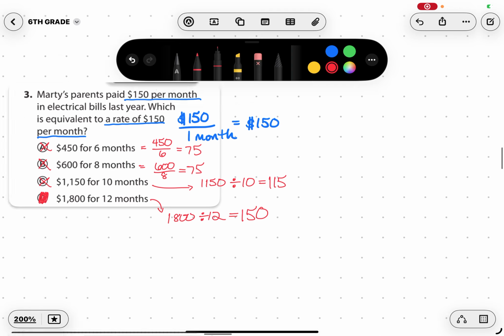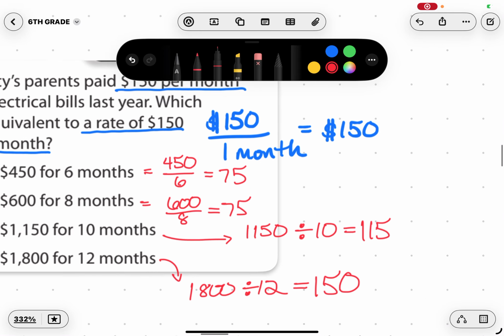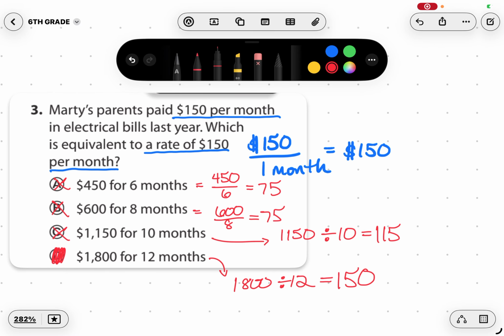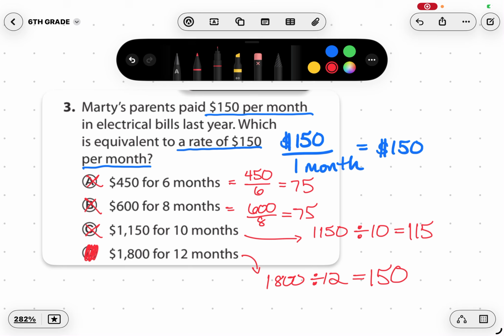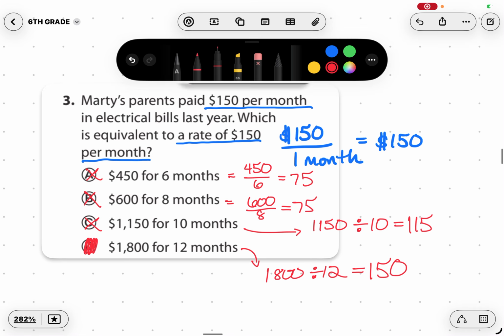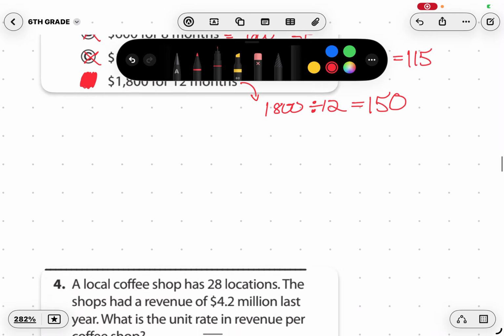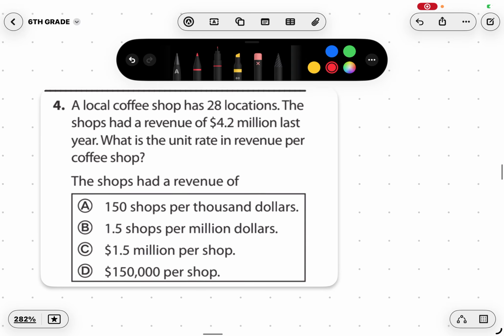Answer choice D. So once again, remember when you do unit rate problems, the key to finding the unit rate is dividing, and making sure that you divide in the correct order. Order does matter when you're dividing. All right, so that's number 3. Let's take a look at one more question for today.